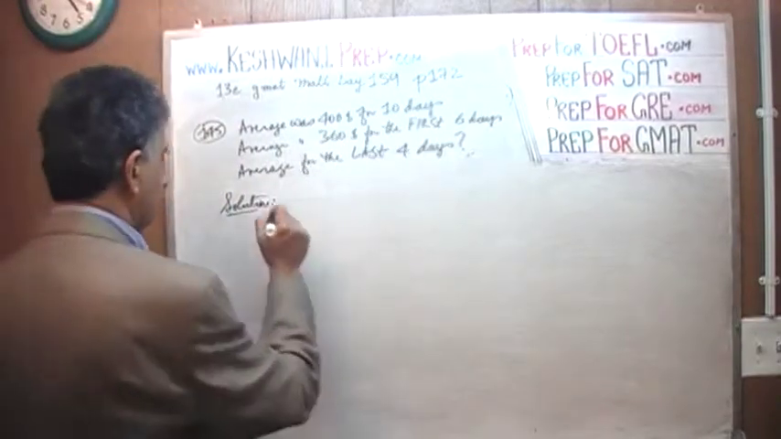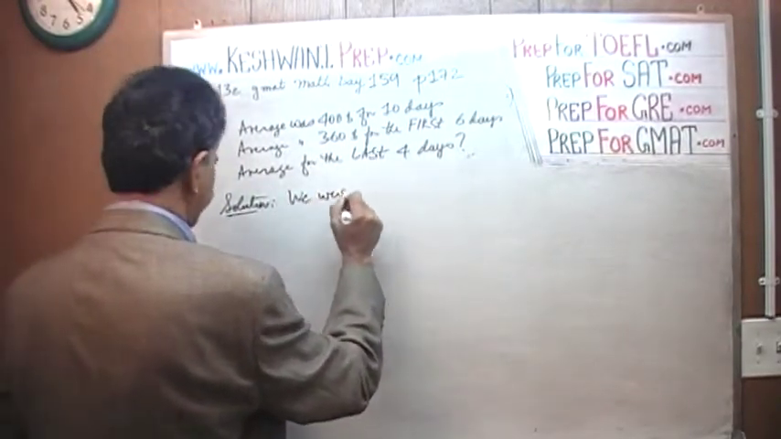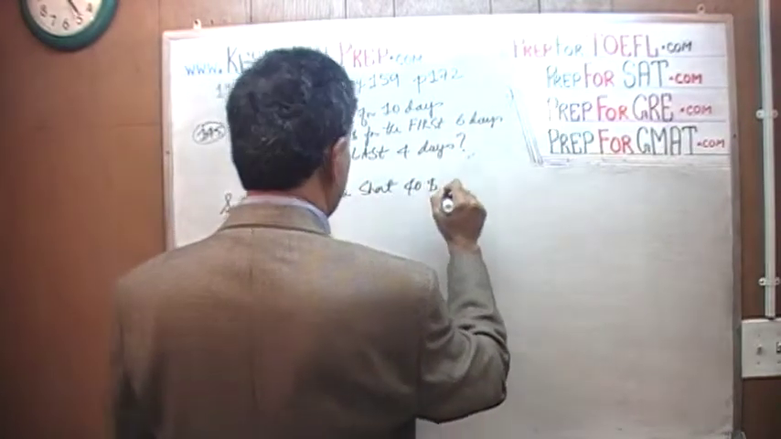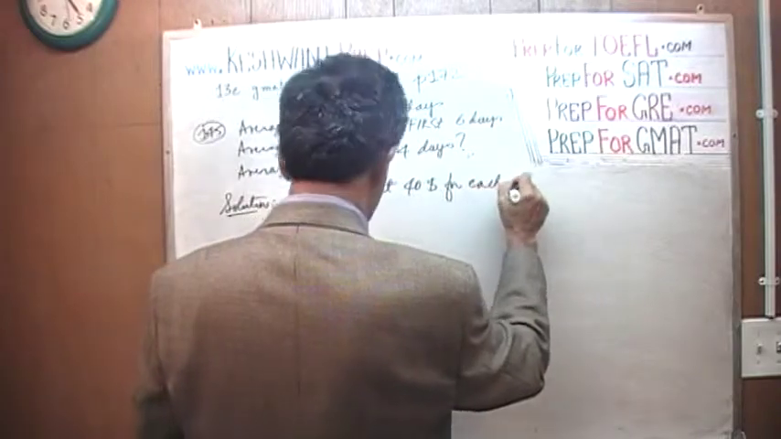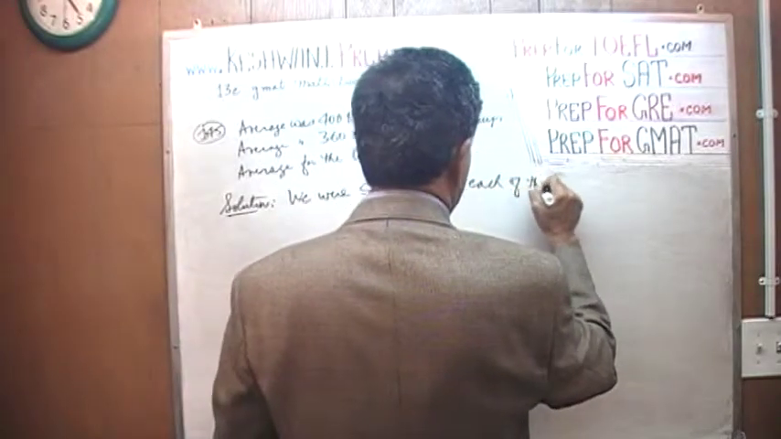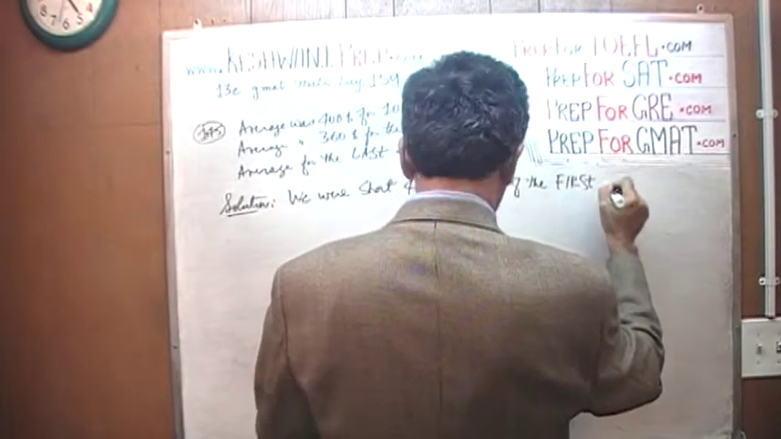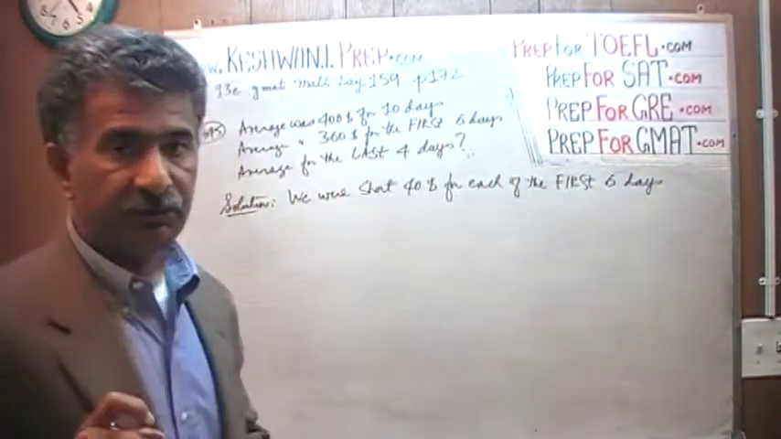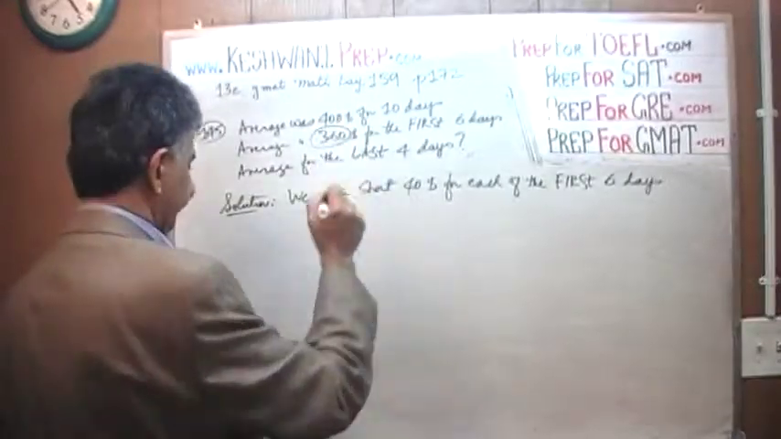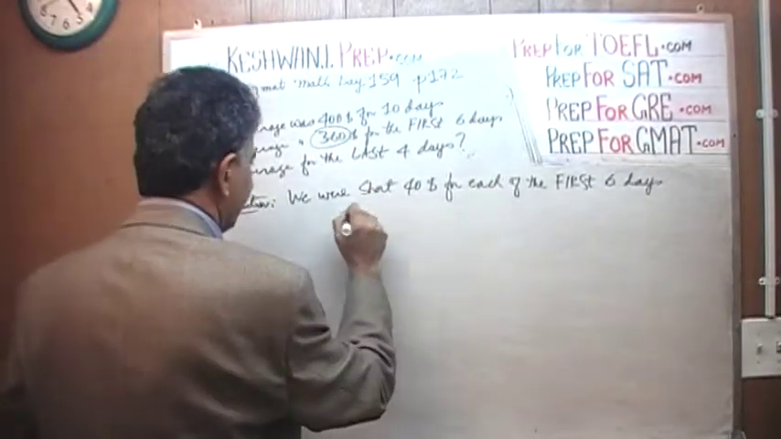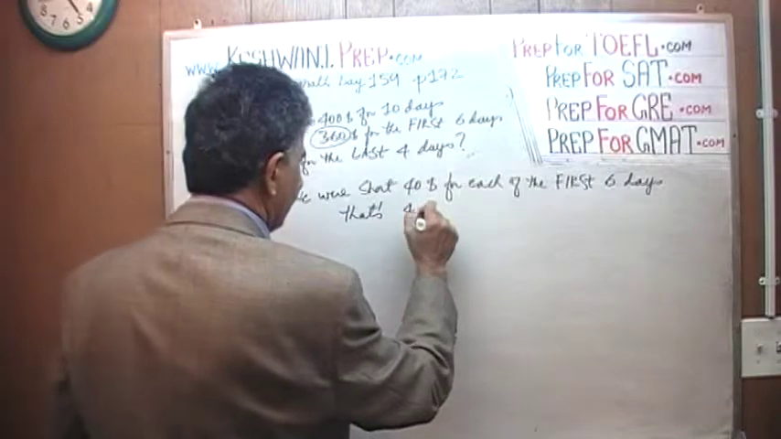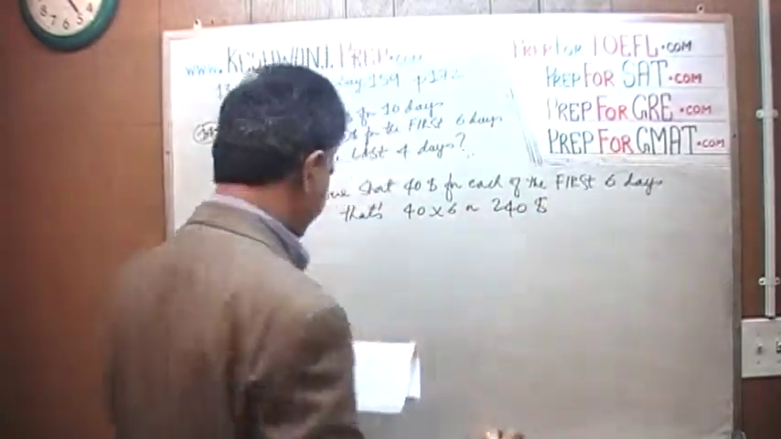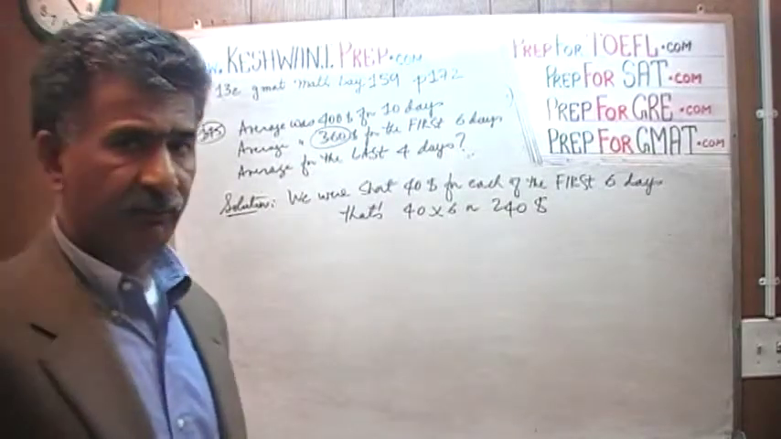Here's what's going on. We were short $40 for each of the first 6 days. For each of the first 6 days we were short 40. That's why the average was 360. And that's 40 times 6, or $240. We were short $240 in the first 6 days.